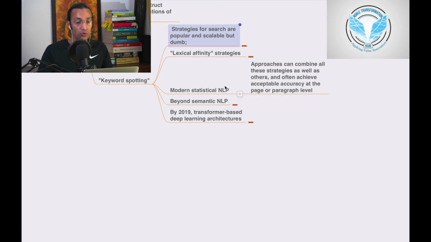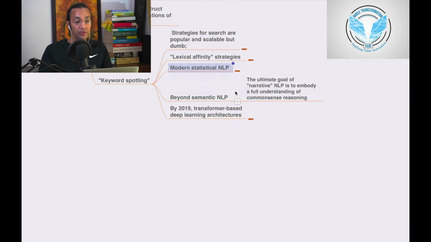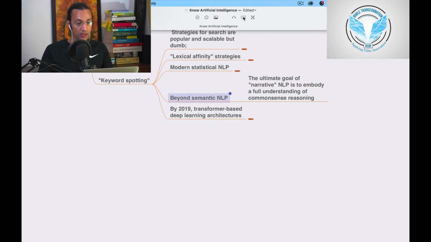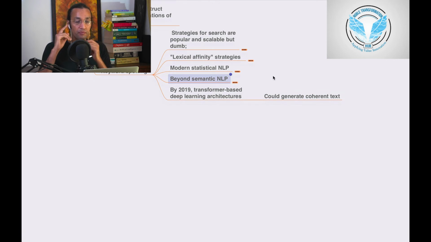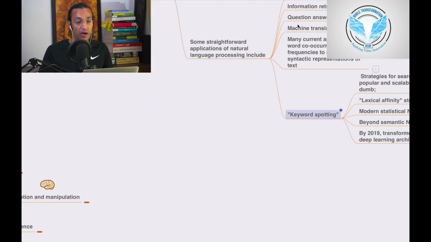Beyond semantic NLP, the ultimate goal of narrative NLP is to embody a full understanding of commonsense reasoning. Then there is another concept in keyword spotting. By 2019, transformer-based deep learning architectures could generate coherent text. This is all about how NLP functions.